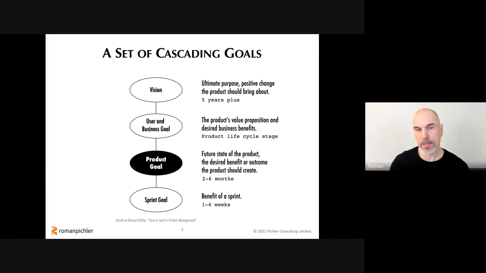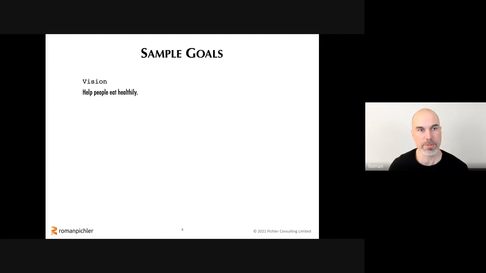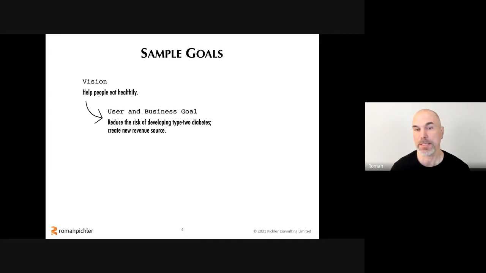Now, as I mentioned earlier, I'd like to share some examples for those goals with you. So here are some sample goals. As the vision, we could, for instance, say, help people eat healthily. Help people eat healthily, or maybe even shorter, healthy eating. So I like to work with short, concise visions, maybe a slogan, as in this case. And now from this vision, the next step would be to derive user and business goals. So let's do that. So the user goal would be reduce the risk of developing type 2 diabetes. And the business goal would be to create a new revenue source and generate revenue.